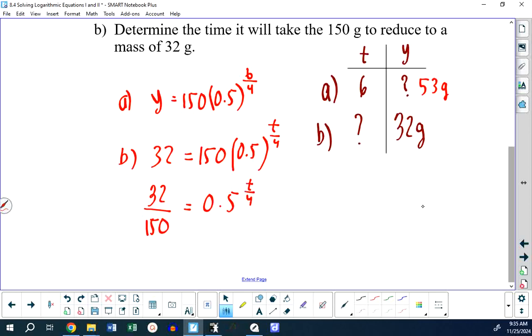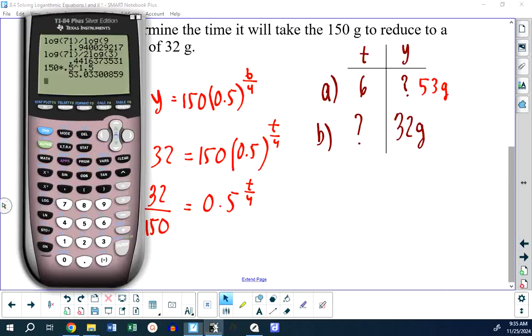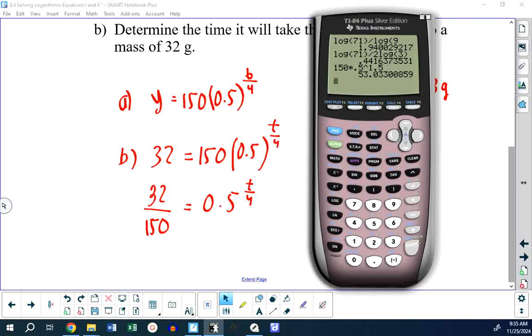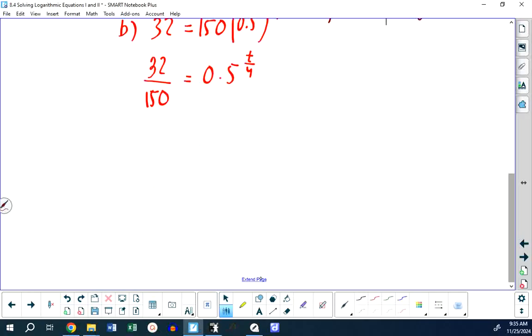I don't really know what 32 divided by 150 is. Let me figure it out. 16 over 75. Nope, that doesn't help. I mean, you're going to carry all your decimals. It's 0.21 with a 3 repeating, equals 0.5 to the t over 4. Take the log of both sides so you can move that exponent out in front and then solve for t. Is that number okay? Okay, I'm just checking.